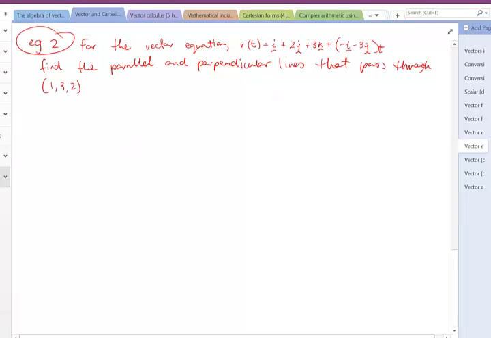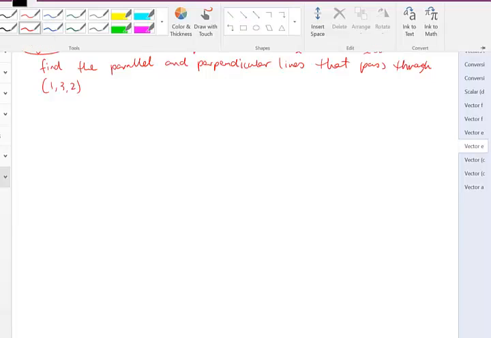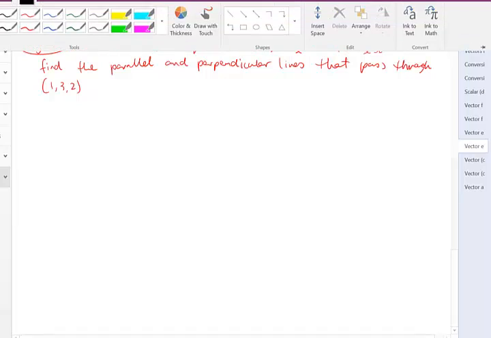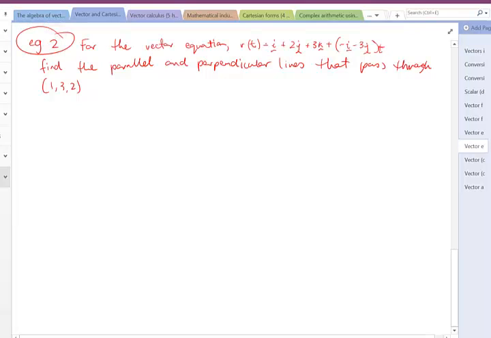Okay, so in this example, we're looking for parallel and perpendicular lines or vector equations that pass through the point 1, 3, 2 to this equation r. All right. In order to do this, obviously, the goal is to write a vector equation. We know that the direction vector is -i take 3j, which will be important.